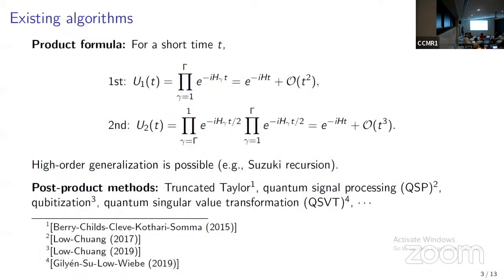Very roughly speaking, all the existing algorithms can be divided into two categories, which are the product formula and the so-called post-product methods. For the product formula, since we assume our Hamiltonian is the sum of many simple Hamiltonians, a natural idea is to simulate the entire time evolution operator by the product of the simple exponentials, these simple evolution operators. For example, in the first order product formula, we just use the Lie-Trotter formula and evolve each simple Hamiltonian up to the same time and take the product of all of these operators. So this is a first order approximation.